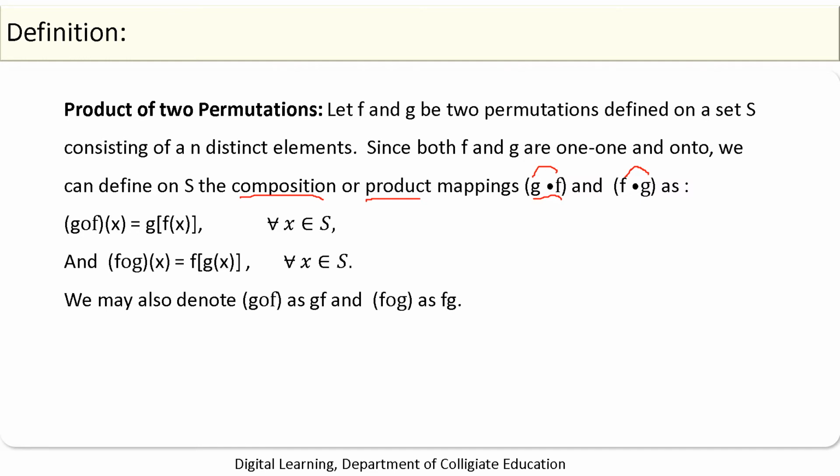F composition G of x will be G of F of x. And G composition F of x will be F of G of x. So this definition is important to solve the problems in composition or product. So as I said, F composition G is denoted as simply GF and G composition F is denoted as FG.